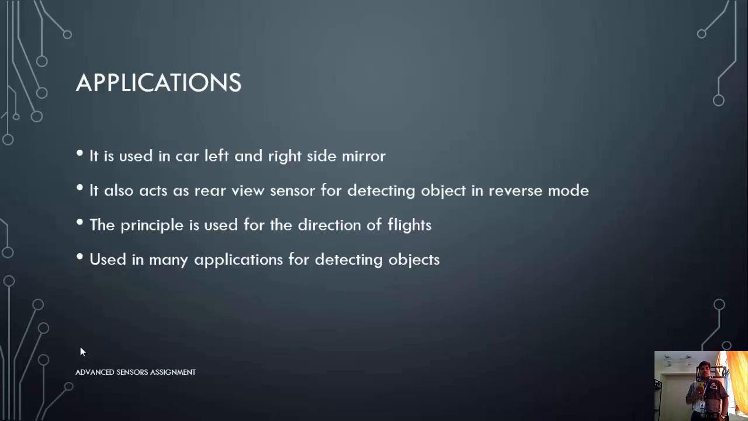And finally, applications of real-time image processing. It is used in the application of blind spot monitoring sensors. This sensor is used in the car's left and right side mirrors. It also acts as a rear view sensor for detecting objects in reverse mode.